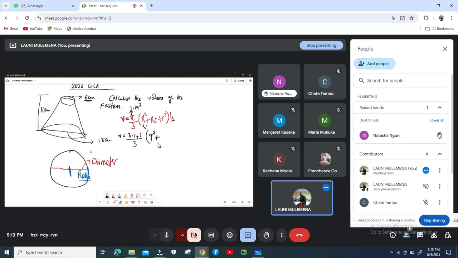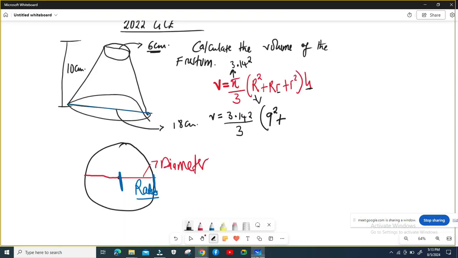3 centimeters. Wonderful. As simple as that. Okay? So the radius of the small circle is 3 centimeters. Okay, let's continue. So I wrote 9 squared here because we said the half of 18 is 9. And then plus, here we have capital R times small letter r.